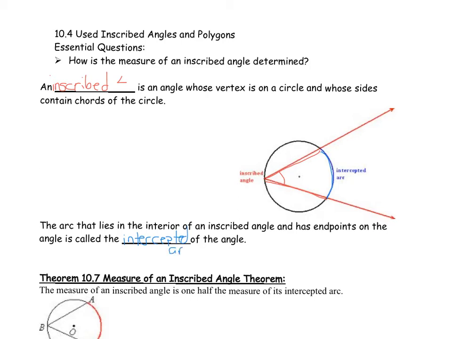Intercepted arc. Inscribed kind of sounds like inside. That's how I remember what that is. And intercepted kind of sounds like intersected. So I think about the part of the circle that is intersected by that angle.